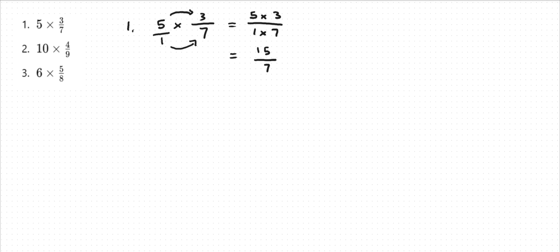Right. Now you can simplify this further and you can answer this ultimately as a mixed number. I'm going to leave it as an improper fraction for the moment. But if you would like to answer it in this way, you just need to ask yourself, how many times does 7 go into 15 and what's left over? We know that 7 goes in twice, so it's going to be equal to 2. And then what's left over is 1/7, right?